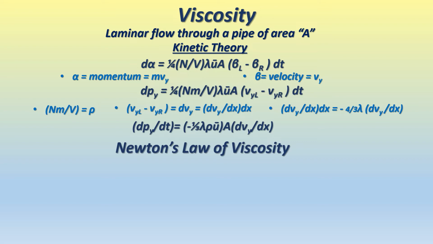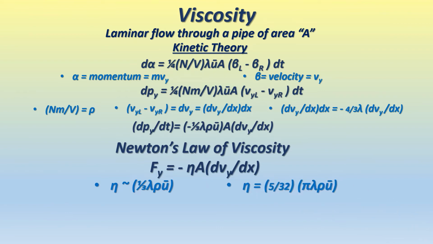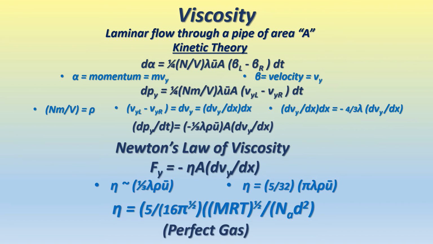This theoretical construct is actually the statement of Newton's law of viscosity, where the flux is equal to minus a viscosity times the area times the gradient. So essentially, for a gas, the viscosity is equal to 5/16 pi to the half, mRT to the half, Avogadro's number, times the diameter of the molecule squared. This is for a perfect gas, and again, the theory derives the actual results from experiment.